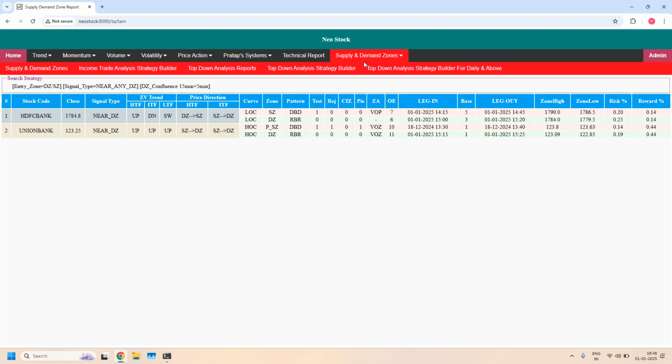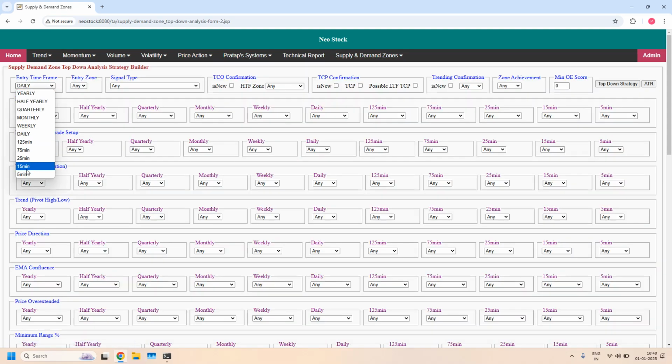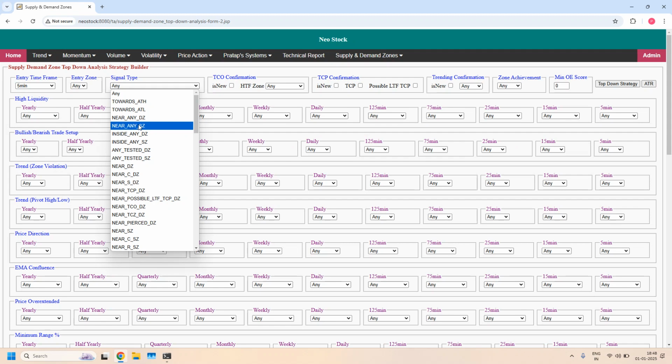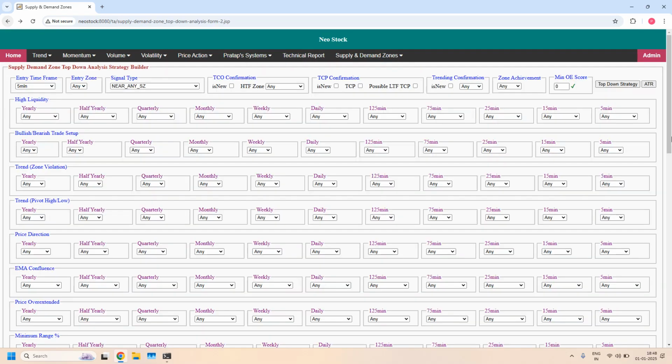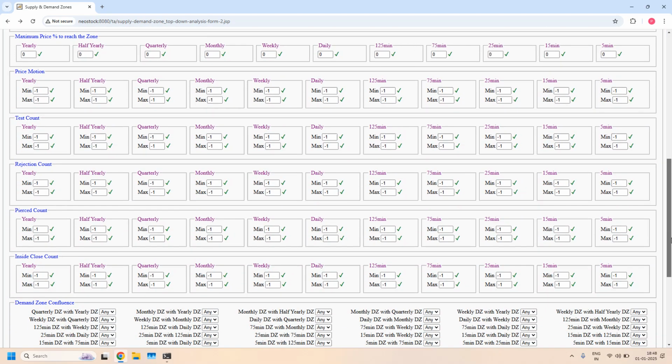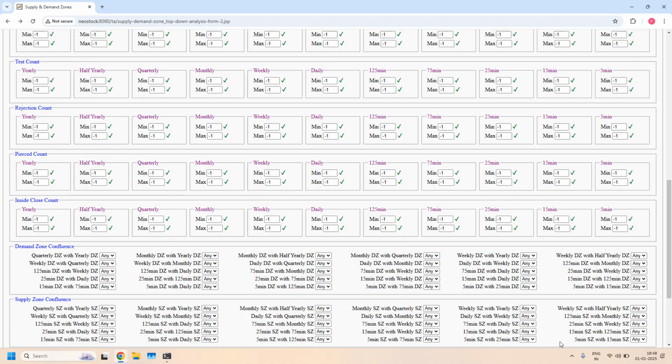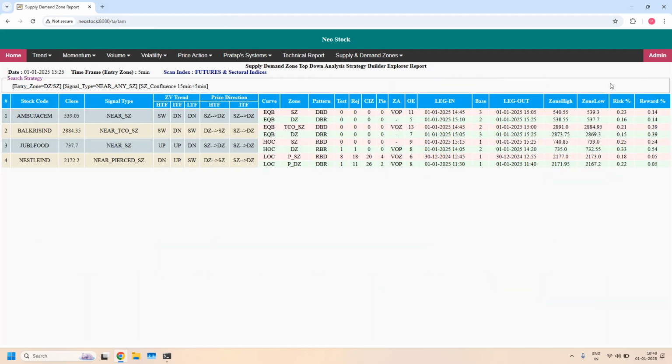Okay, next let us look for 5 minutes time frame. Stocks near 5 minutes supply zone. 8 stocks are filtered. Let's verify how many of these supply zones are having ITF confluence. That is 5 minute supply zone with 15 minute supply zone confluence. I am enabling the filter. Let's filter. So 4 stocks. Out of these 4, 4th one is pierced, not valid, and the remaining 3 stocks, these 5 minute supply zones are part of the 15 minute supply zone.